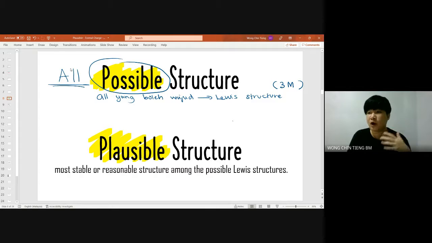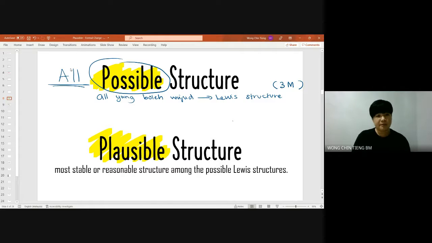So selalu budak akan ada masalah, teacher, all possible. How am I supposed to know how many possible? One is definitely try and error. Try all that. Try to switch your double bond. Try to switch your lone pair to get as much as you can. But later on in the exam, at the end of the day, how do we know the all represent how many? Because it's not necessary 2. It could be 3. It could be 4. Look at the marks. Easiest way.